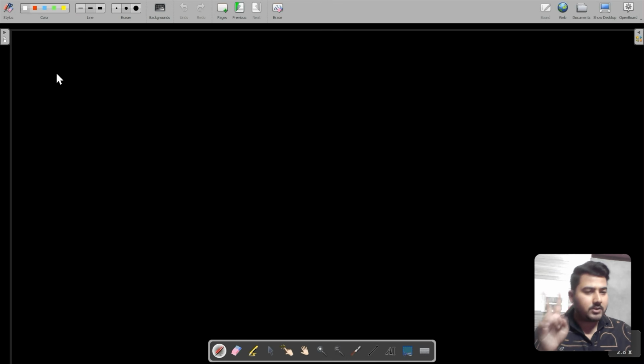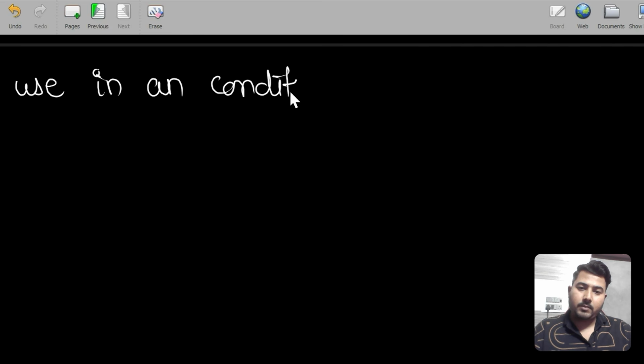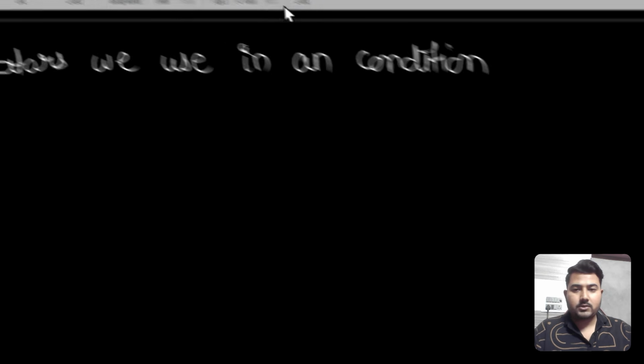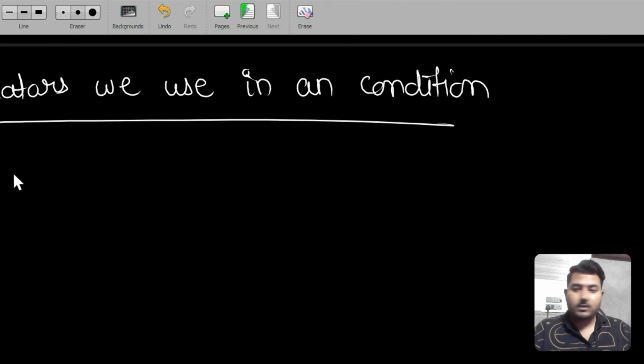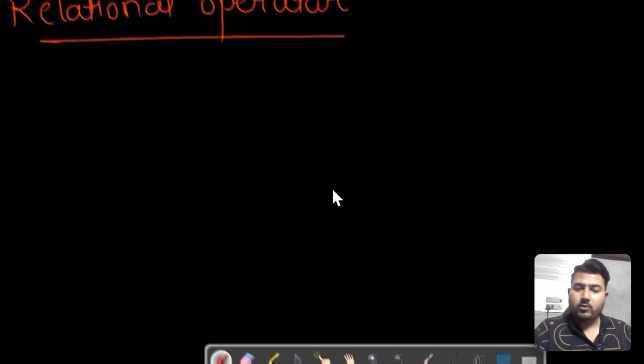Only two types of operators we majorly use in these conditions. Operators we use in a condition. What do I mean by condition? Those conditions which I've been mentioning here. These conditions I'm talking about. One major one is the relational operator. That is a comparison operator, you can also say.